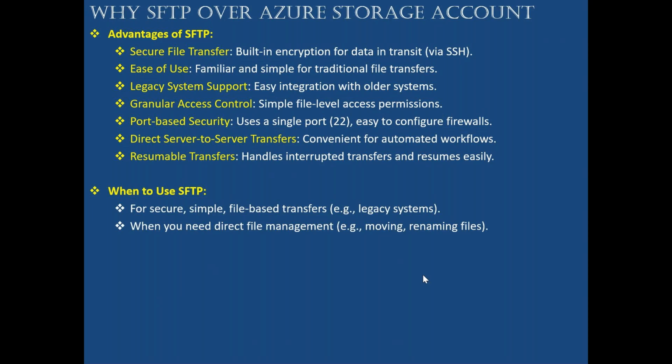Legacy systems means you have some kind of on-premise SFTP that you have already been using for a long time, so you can continue to use that SFTP. When you need direct file management, if you want to move files from one server to another, or rename them, all those things can be done directly within the SFTP, so you can go for it.